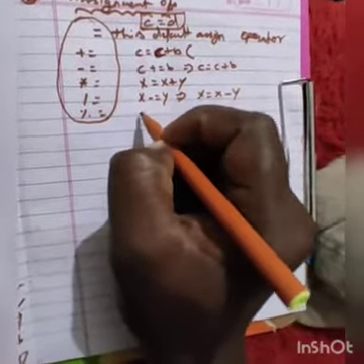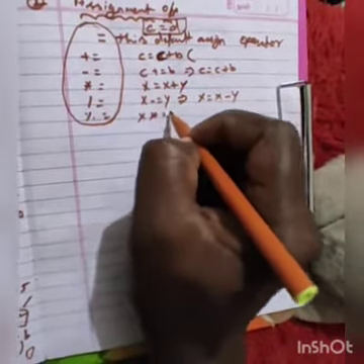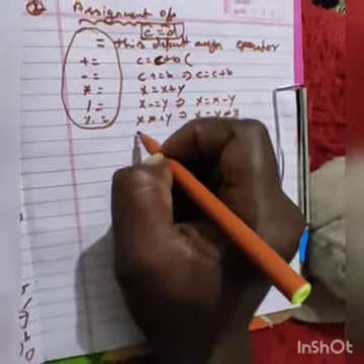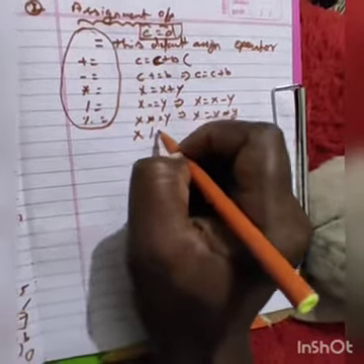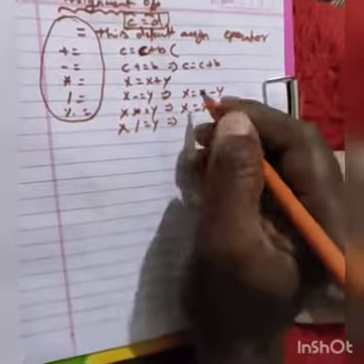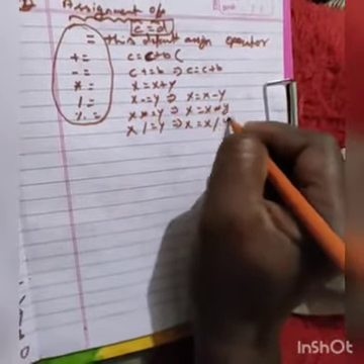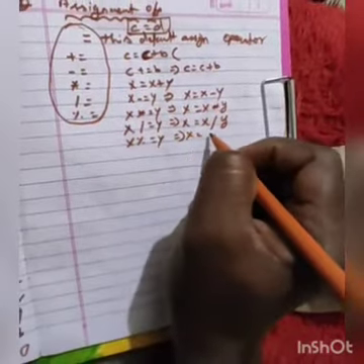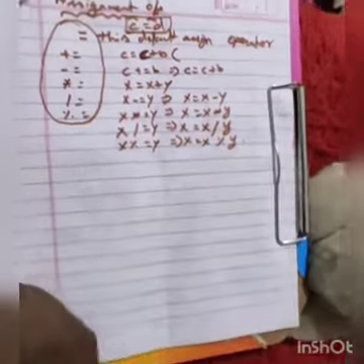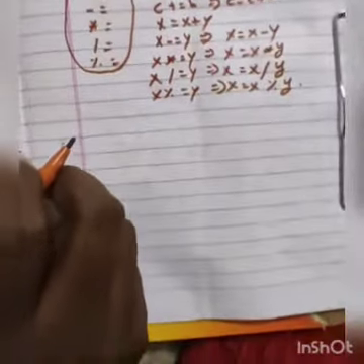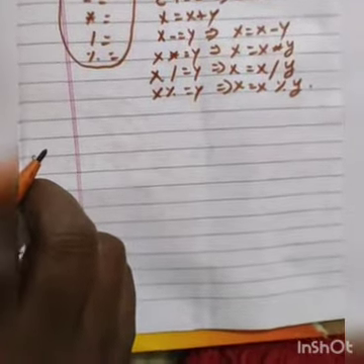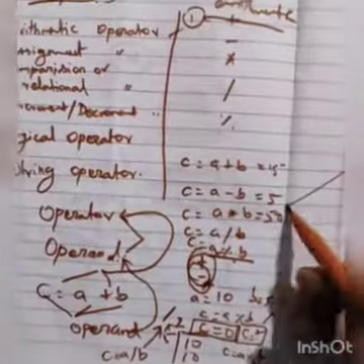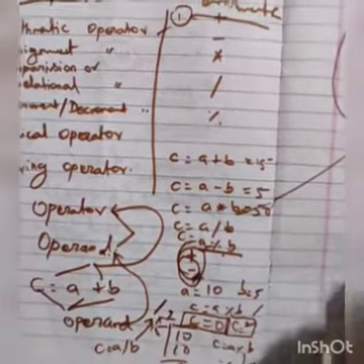Next, asterisk: X asterisk equal to Y. That is X is equal to X asterisk Y. Division is the same: X division equal to Y, the full form is X equal to X division Y. Modulus is the same: X modulus equal to Y is X equal to X modulus of Y. So that is the full form of the assignment operators, the same like mathematical operators. This is an easy one. The arithmetic operators are followed by the assignment operators.